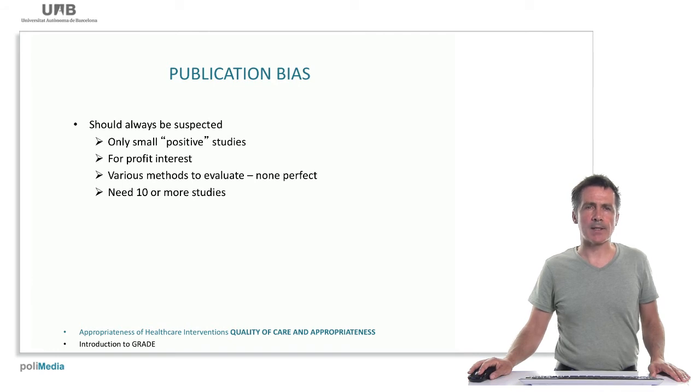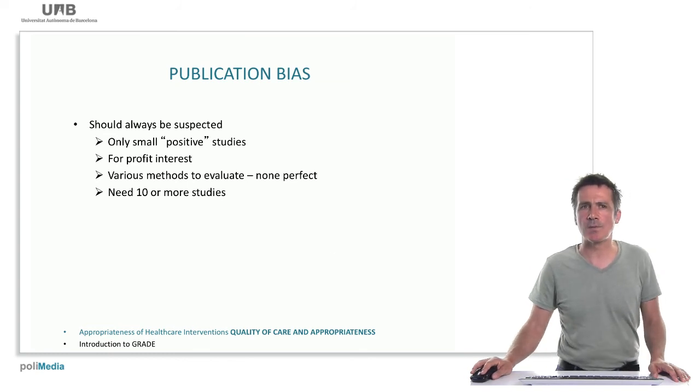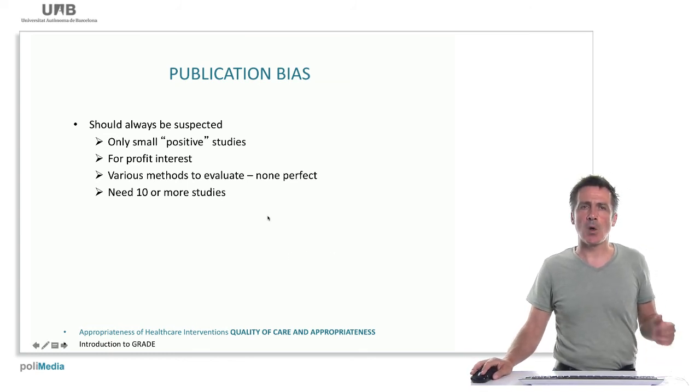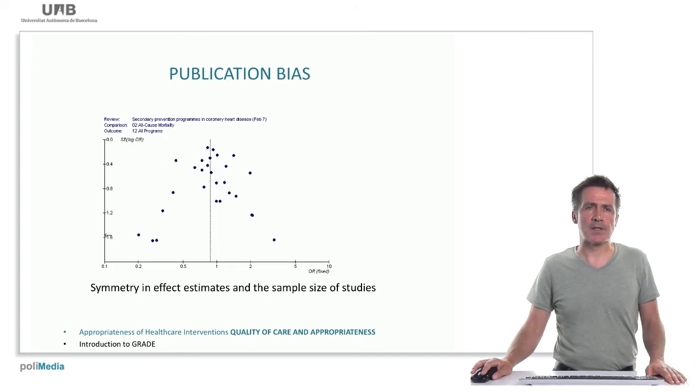Okay, publication bias. This is the bias caused by the non-publication of negative studies. It should always be suspected, especially if there are only small positive studies and they are industry funded. There are different ways of evaluating publication bias, and they all typically need 10 or more studies to be reliable. For example, the funnel plot is a graphical test, but there are also statistical tests. We have to look for a symmetrical funnel where the larger studies are closer to the true or the pooled effect.